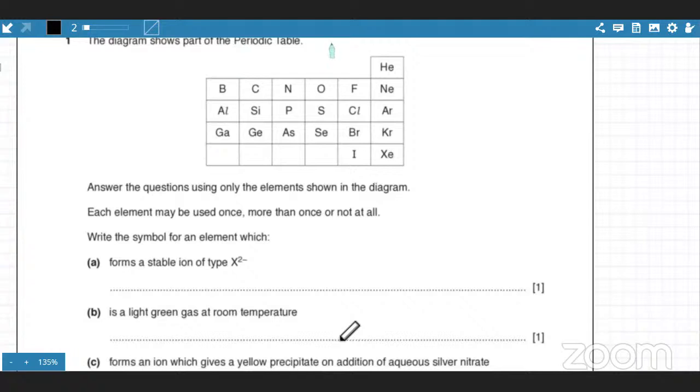Which element forms an X2 minus ion? That is group 6. Any element from group 6 needs 2 electrons. Let me number the group numbers over here. This is group 7. This one is group 6. These elements are from group 5, and then you have your group 4 and so on. These are group 3, and these are your noble gases at the end. So any one of the group 6 elements would be the correct answer. I'm going to take oxygen over here.